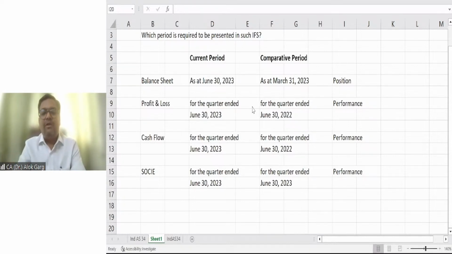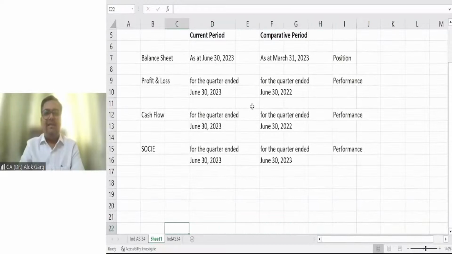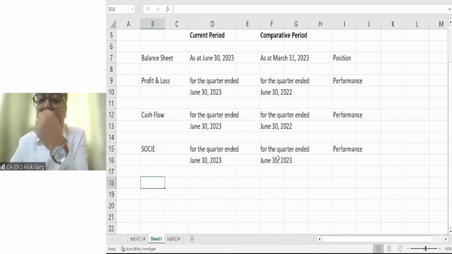I am talking about if you are preparing a June financial statement, in the financial statement, what you will prepare? You will prepare balance sheet, P&L, cash flow, statement of changes in equity and notes to accounts. So the balance sheet comparative is March. P&L comparative is P&L, cash flow, and SOCE comparative is the comparative quarter, right?